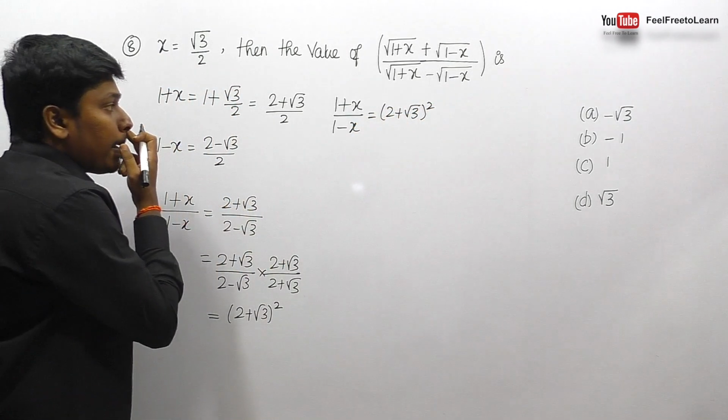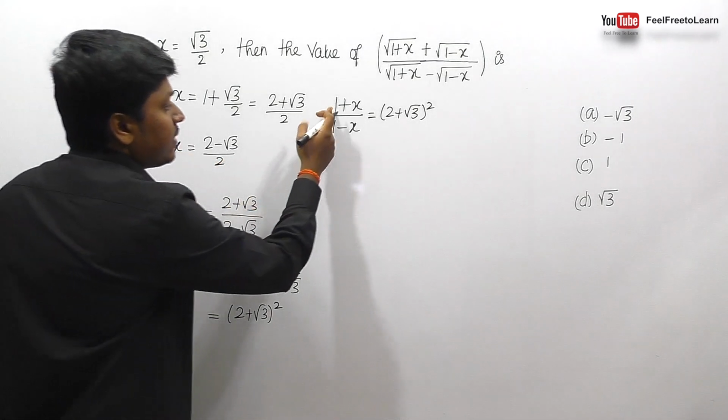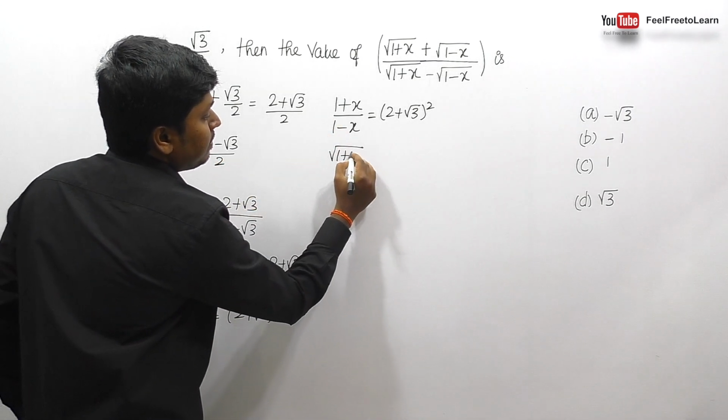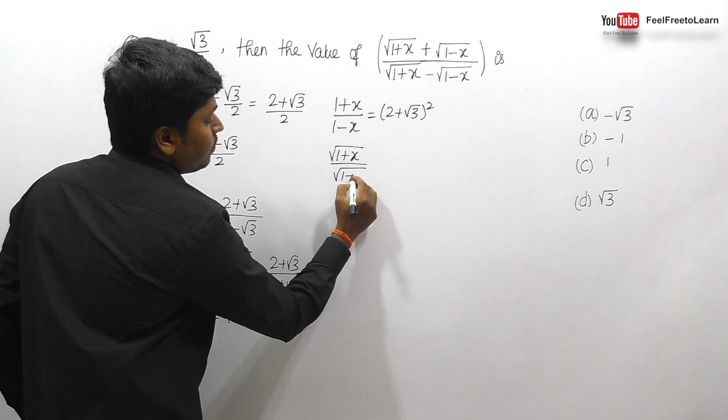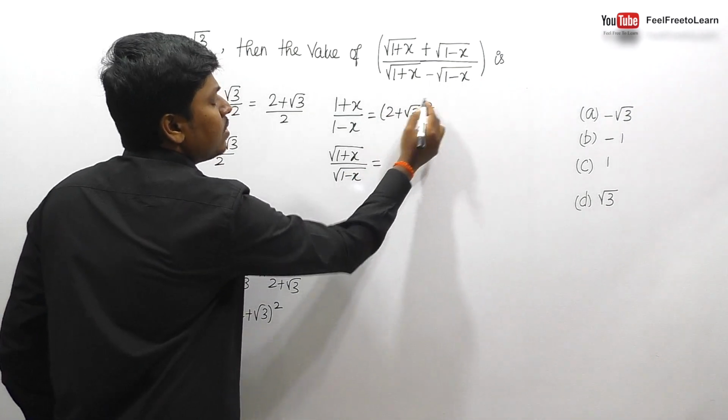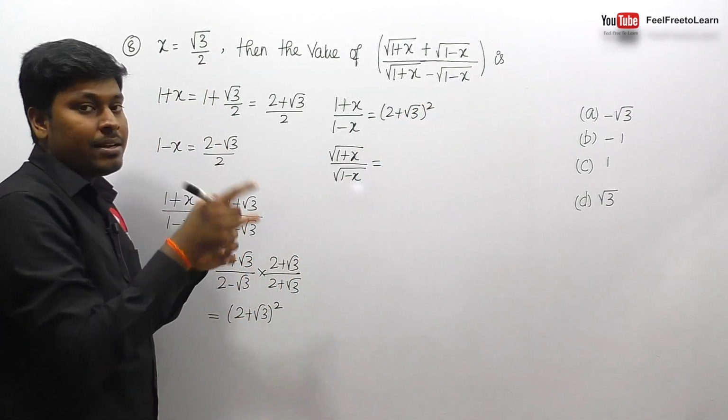So friends, let me take a root. Listen here, friends. This can be written as root of 1 plus x divided by root of 1 minus x is equal to, when we take the root of the complete term, the square goes and it can be written as 1 by 2, right?